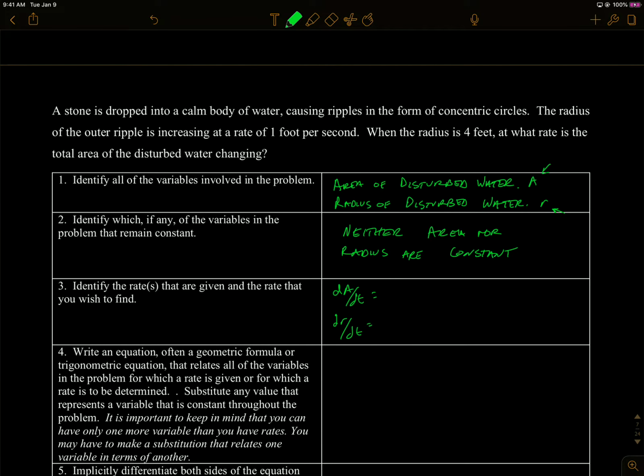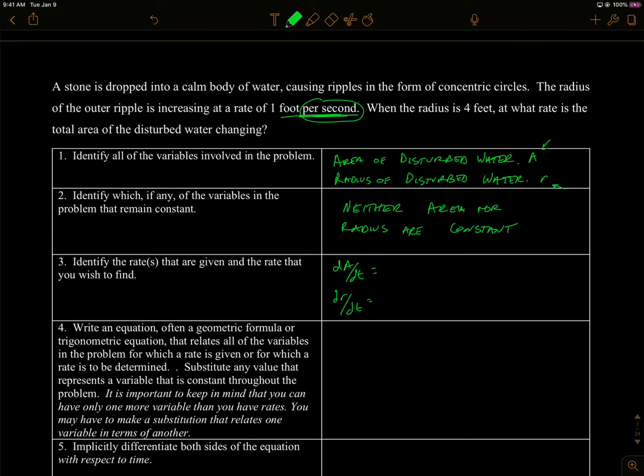So let's see. They have a foot per second here, so that's a rate. Is that the rate of change of the area or the rate of change of the radius? Well, we know it's a rate because of the per second part. When we talk about a foot per second, it wouldn't be area, because area would be in feet squared. Radius is measured in feet. It's a length, it's a distance. So that's 1 foot per second. The rate of change of the area is what they're asking: at what rate is the total area of the disturbed water changing? So that's what we want to find.